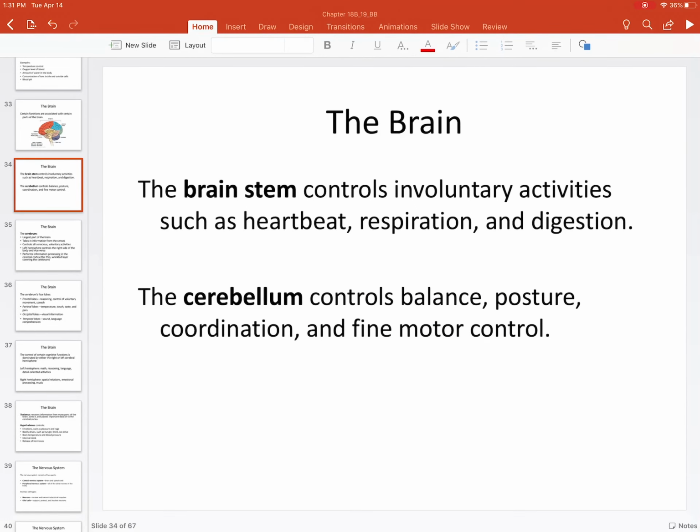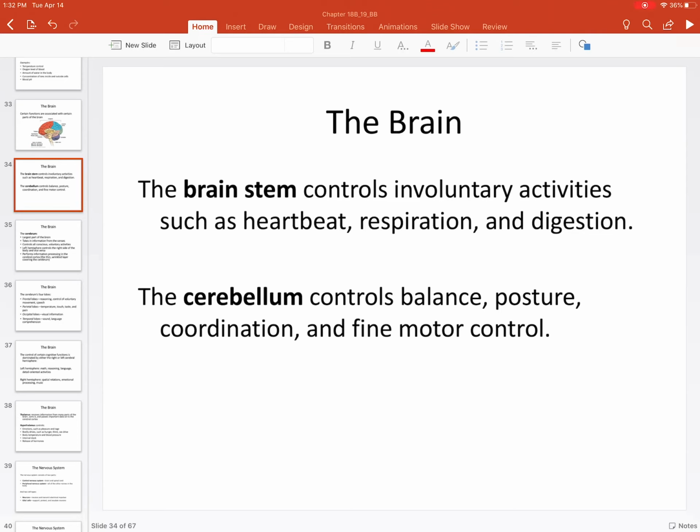So the brainstem, the part that's right there at the base of your skull, controls involuntary activities such as heartbeat, respiration, and digestion. If you've ever known someone that's passed out when they're giving blood or anything like that, they get too overwhelmed, that's called a vagal response, V-A-G-A-L, and that has something to do with the brainstem being compressed or just the pressure increasing so much that there's compression and you pass out, you black out.